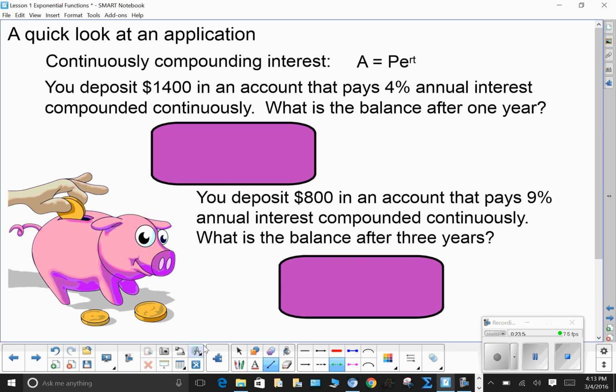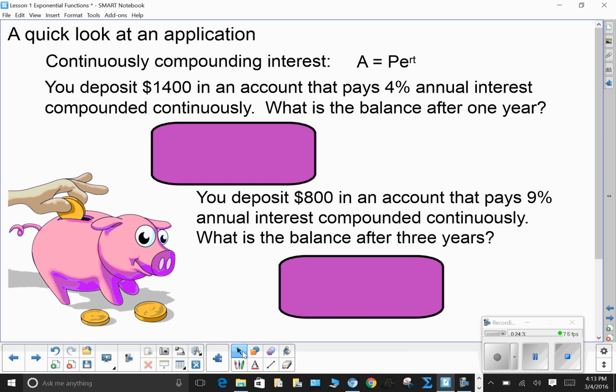Quick look at an application. Continuously compounding interest, there's a formula called PERT. A equals Pe^(rt). PERT. Okay. A is your amount in the future. P is the principal or the amount that you have today. R and T, R is the rate at which the interest is, and T is the time. You use the base of e when you're compounding continuously. So you deposit $1,400 in an account that pays 4% annual interest, compounded continuously. What is the balance after 1 year?